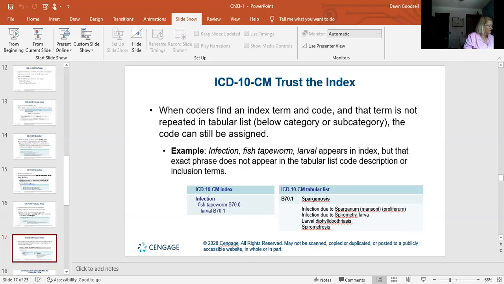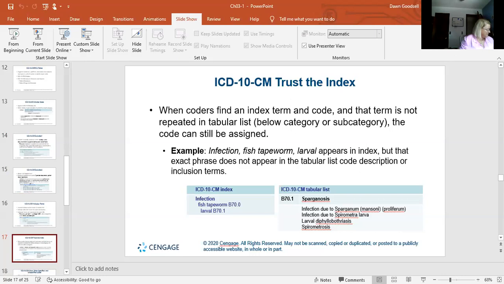If you go to chapter 1, mine's on page 436 in my book, find code A01.0. If you could go to that code, that would be great. Now, you can stop and start this video anytime you want. If you're going to take time to go find stuff, you can stop the video and start again once you find it. Okay, so A01.0, typhoid fever.